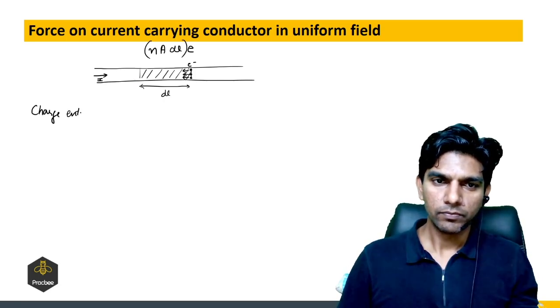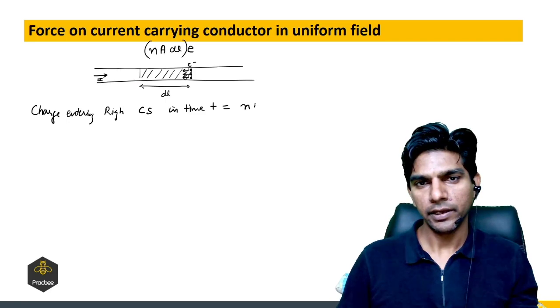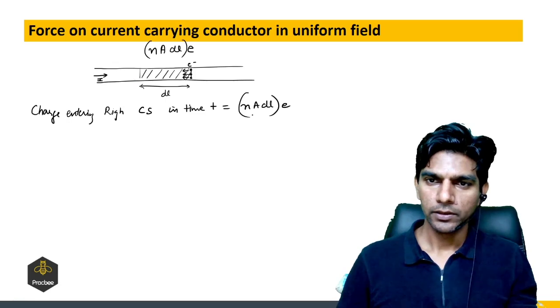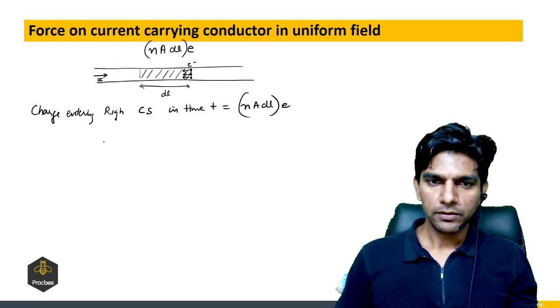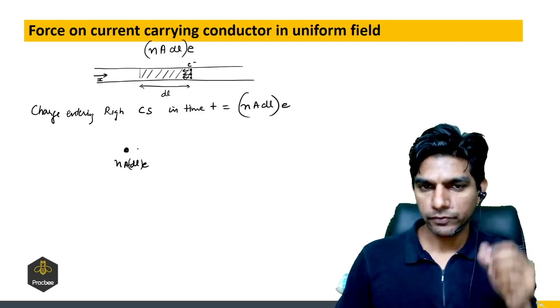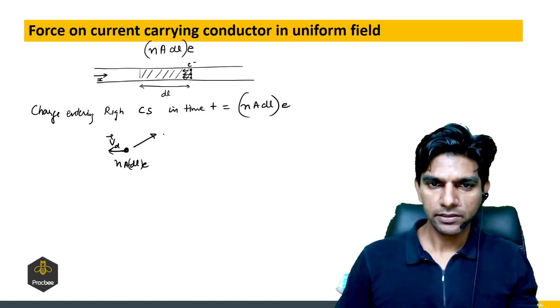the charge entering the right cross section in time t will be nAdl times e. So that much charge is crossing in time t. So if there is a charge which is nAdl times e, which is placed in a magnetic field, let us say this is the velocity, right, vd, and let us say this is the magnetic field.